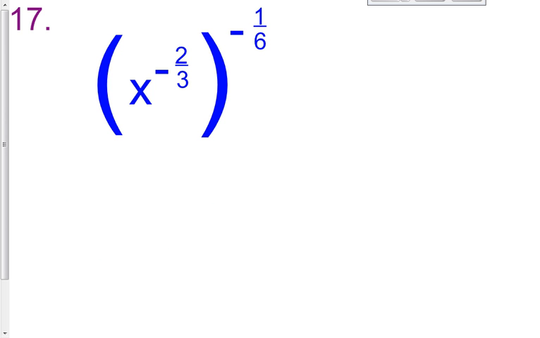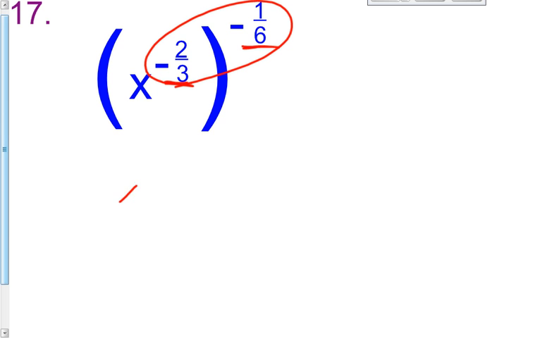Number 17. We have a power raised to another power. We're going to use the power property, which says that you multiply these two exponents when it's a power raised to a power. So negative 2/3 times negative 1/6. A negative times a negative is a positive. 2 times 1 is 2, and 3 times 6 is 18. So it's x raised to the 2/18ths. Let's reduce that. It's x raised to the 1/9th.